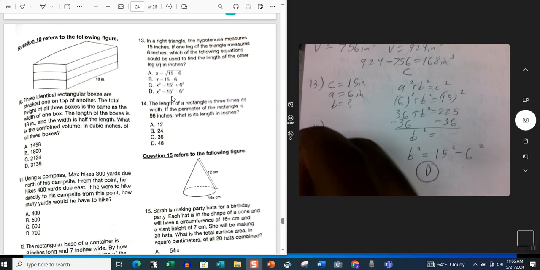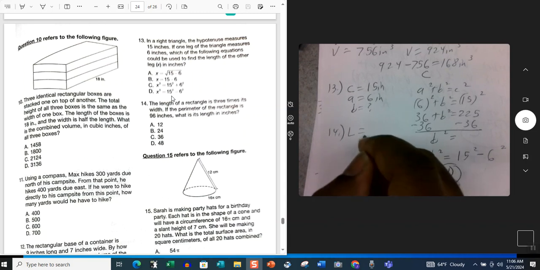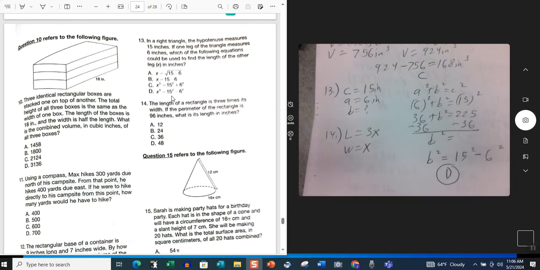So now we move on to problem 14. It says the length of a rectangle is 3 times its width. So we have the length of the rectangle is 3 times the width. So we'll put 3x, so the width will be x. So the length is 3 times x, which is 3 times its width. It says if the perimeter of the rectangle is 96 inches, what is the length in inches?